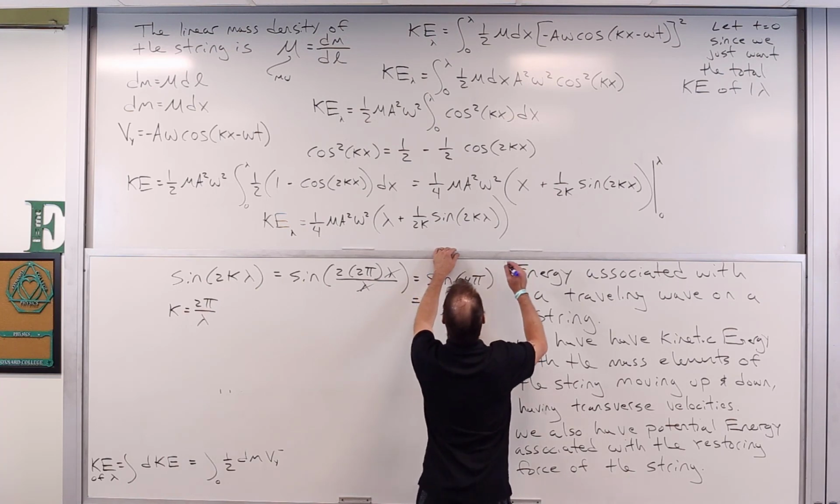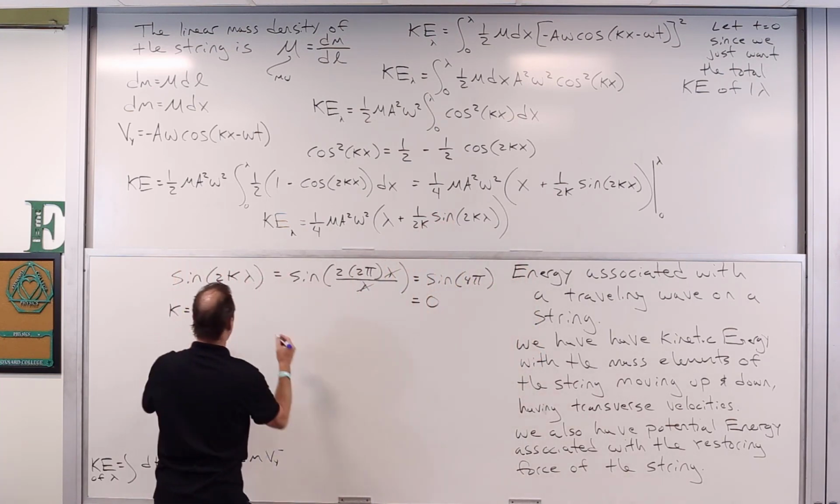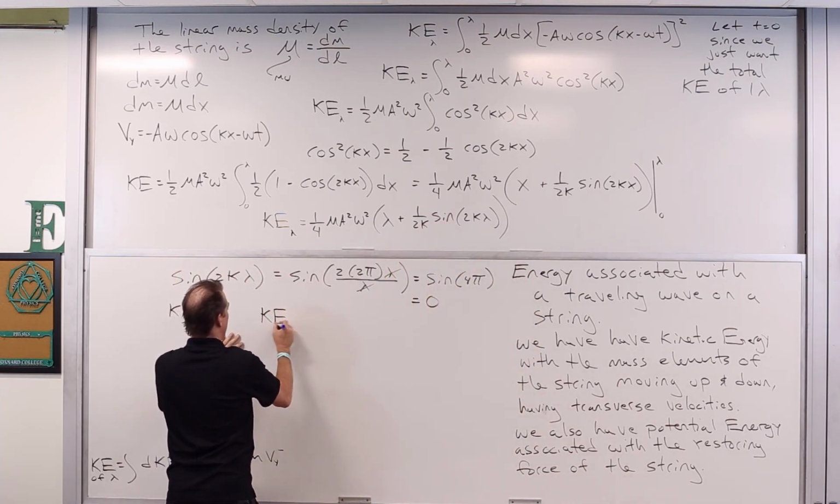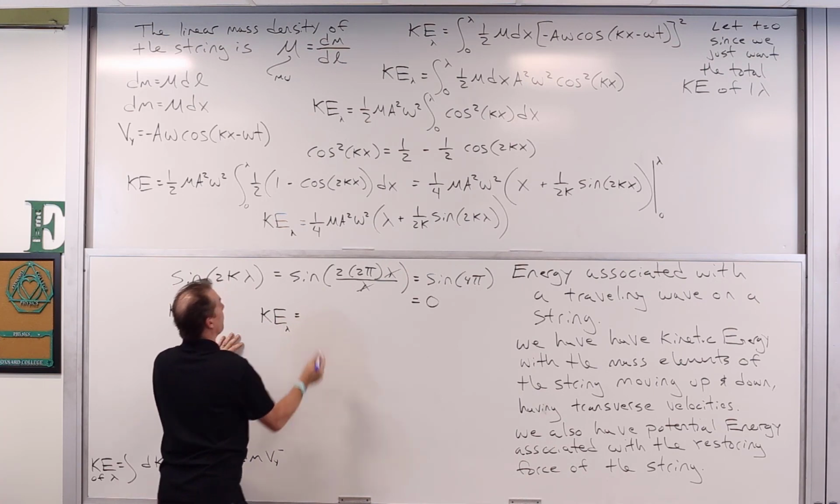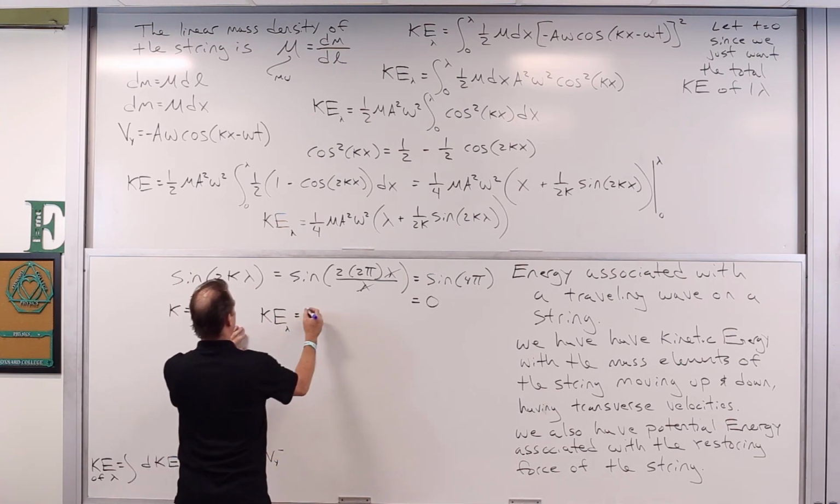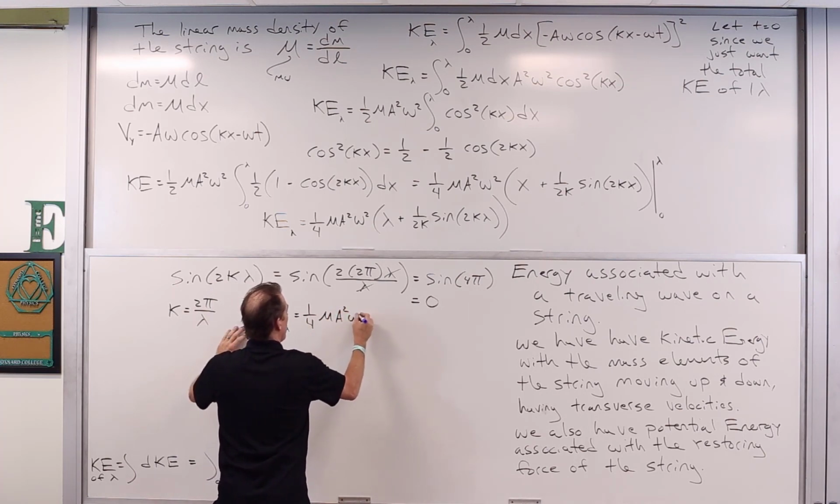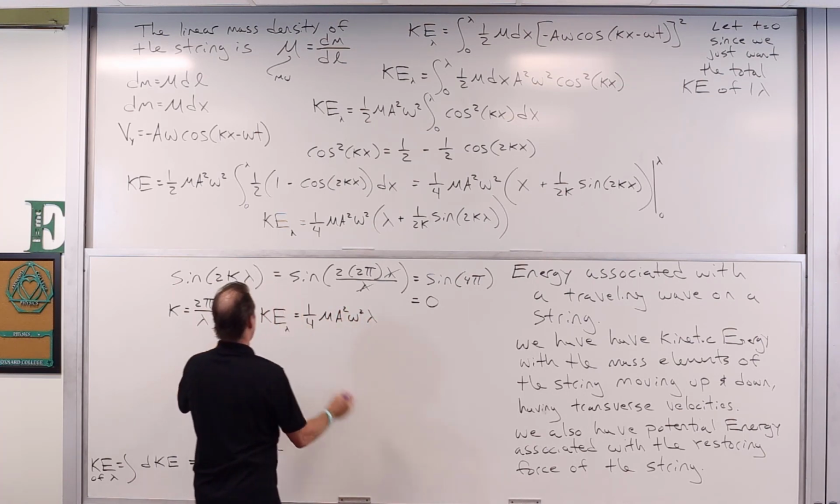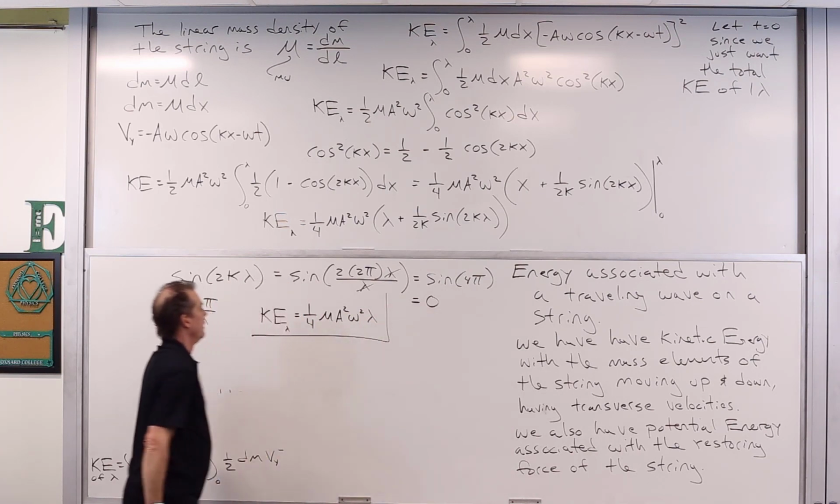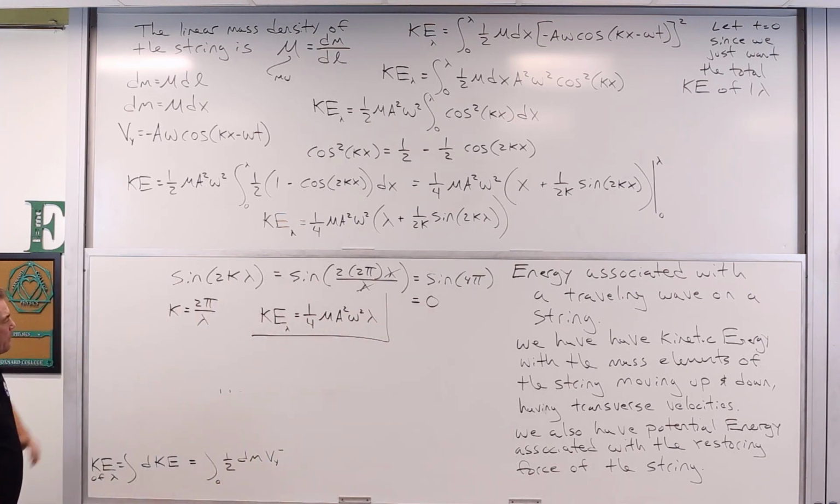And that's it. What do we get? We get the kinetic energy of one wavelength, or housed within one wavelength, is equal to 1/4 mu a squared omega squared times lambda. Pretty cool, yeah? There we go.